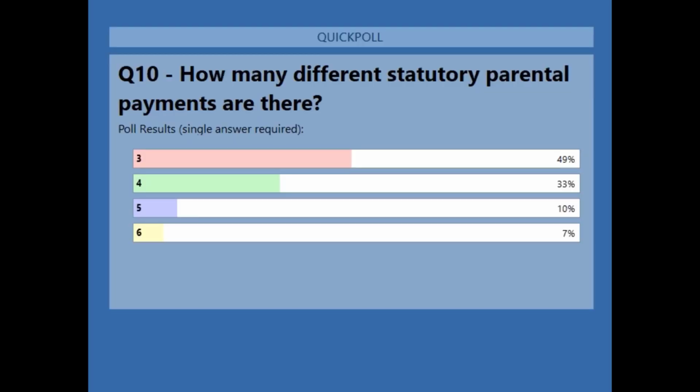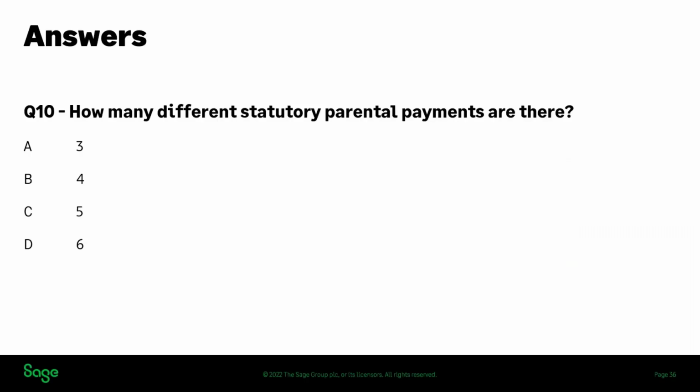Okay, so we shall move on to the next question, and again we shall share the responses. So how many different statutory parental payments are there? Again, fairly even split once more, but we do have just shy of a 50% majority there for 3. So a lot of you have chosen 3 different statutory parental payments. So again, what we'll do now is hand over to Duncan, who shall reveal the answer. So over to you again, Duncan.